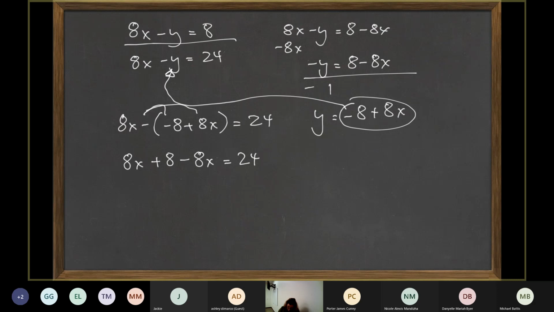Okay. You see that? And then the 8x's cancel out, and we're left with 8 equals 24, which makes it no solution. Okay? Look at that again. It is recorded, so you can watch it again.